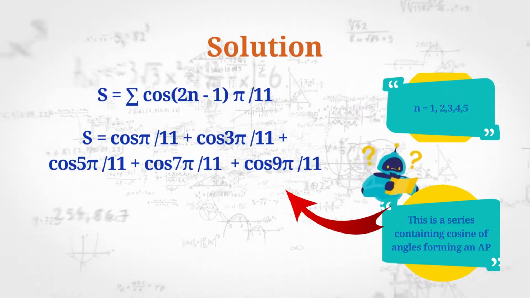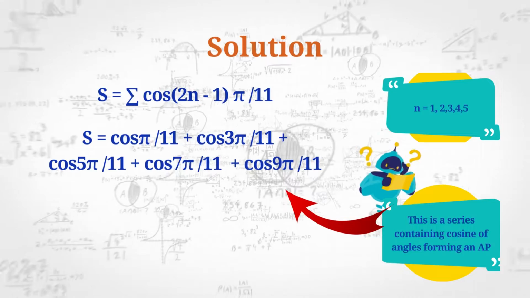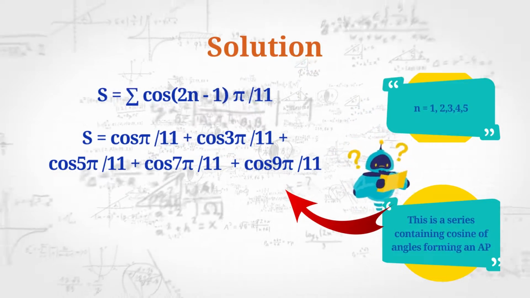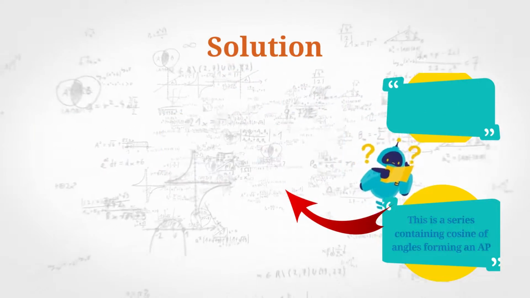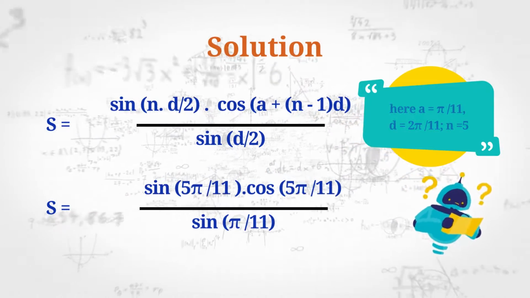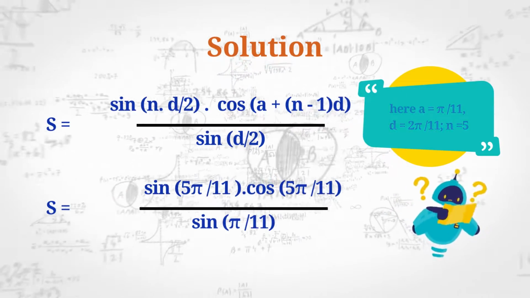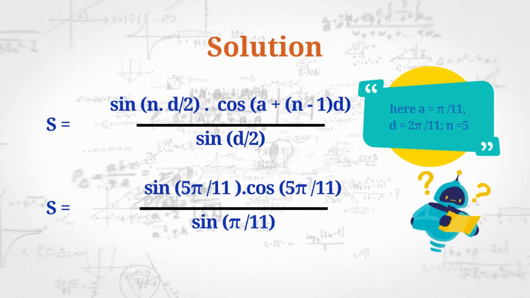This is a series containing cosine of angles forming an AP, and the sum of such a series is given by the formula sin(nd over 2) times cos(a plus (n minus 1)d over 2), divided by sin(d over 2). Here a equals pi over 11, d equals 2 pi over 11 and n equals 5.